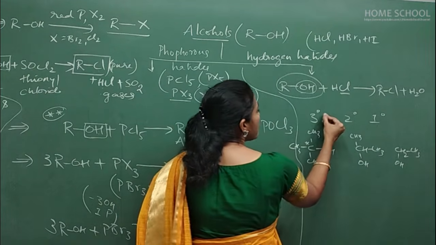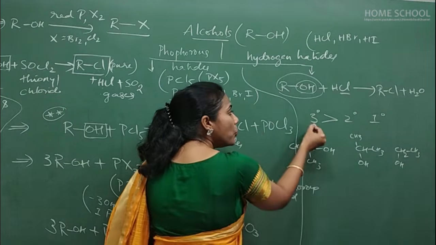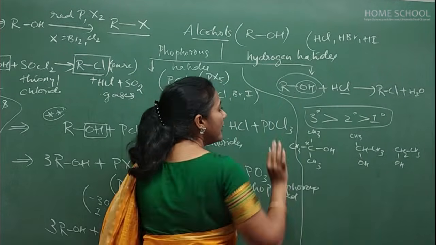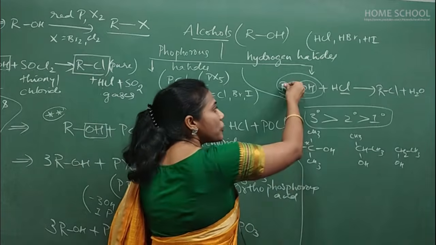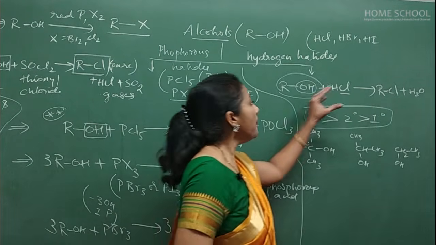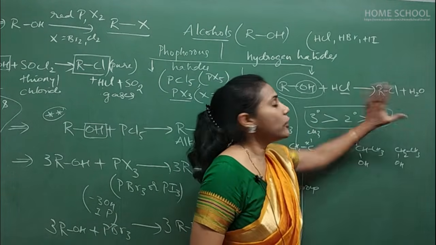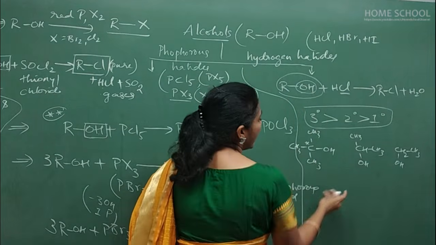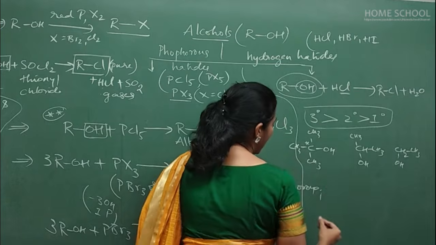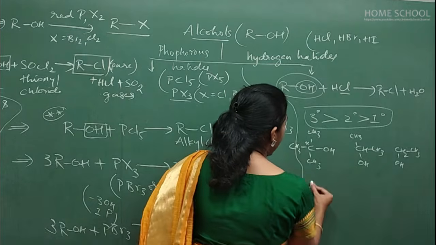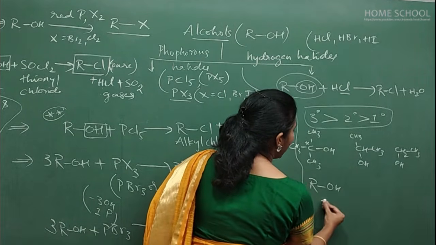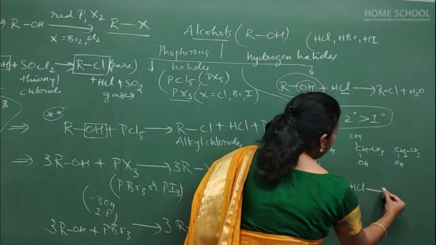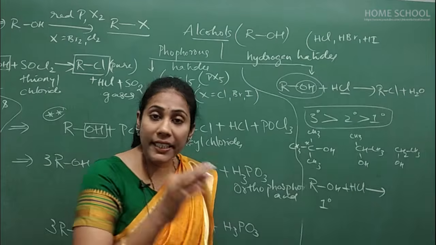So tertiary alcohol is always more reactive than secondary, and secondary is more reactive than primary. If you take up tertiary alcohol, the moment you add HCl, you get your product. But if you take up primary, so let the alcohol be primary, then on adding HCl, you don't get product immediately.